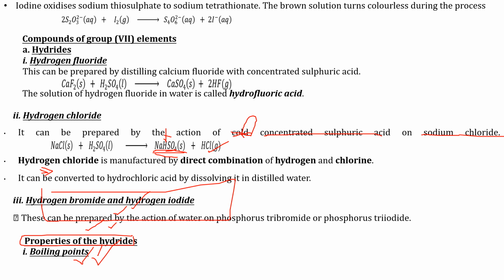I have already explained that, but you're going to see that hydrogen chloride is going to have the least boiling point, and then hydrogen bromide or hydrogen iodide are going to have larger boiling points. Let's transit to the next slide.